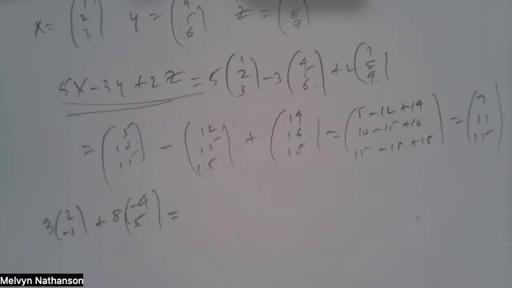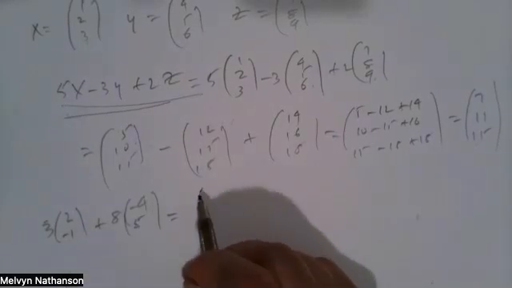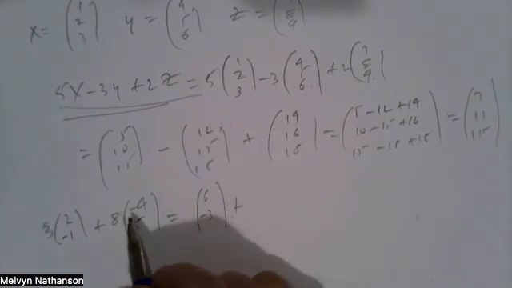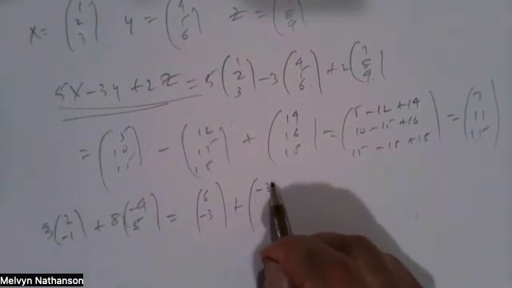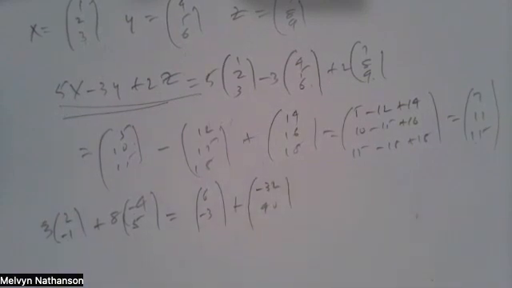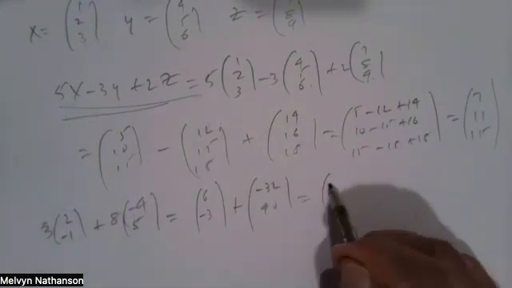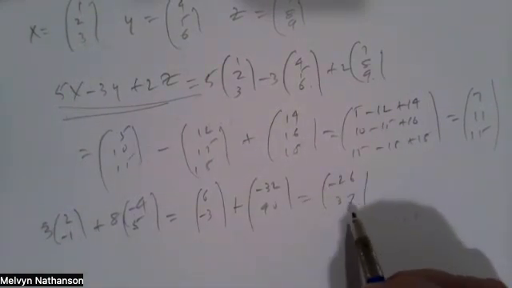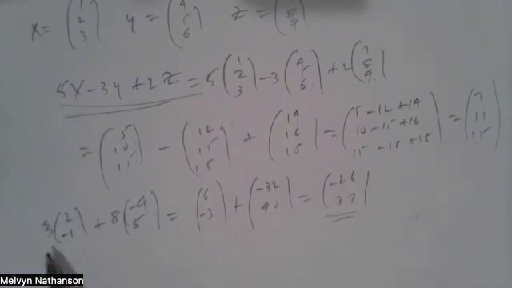What is it? Let's see. 3 times 2 minus 1, that's 6 minus 3. 8 times this vector is minus 32, 40. Is it negative 26 and then 37? So this is negative 26, 37, right? Exactly. That's this linear combination of these two vectors.